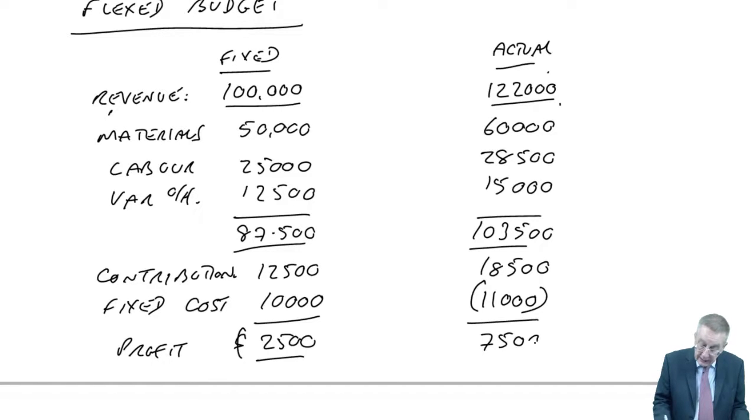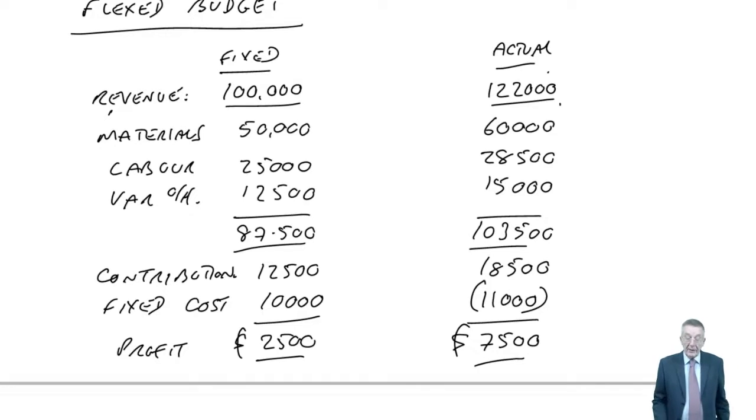So the profit, 7,500. So overall, obviously, a lot better than we forecast. However, I said one reason for budget, so we could compare. But to compare those two would be silly.